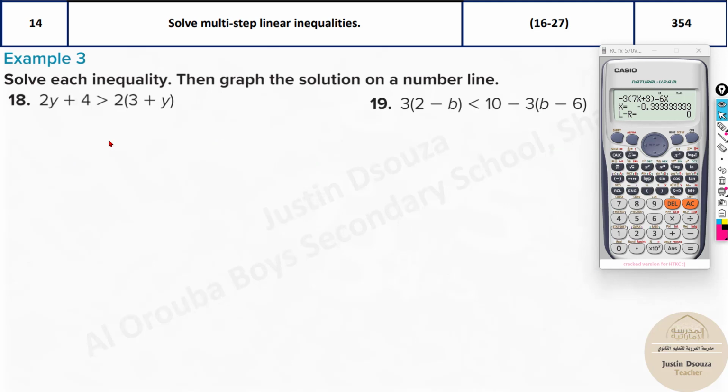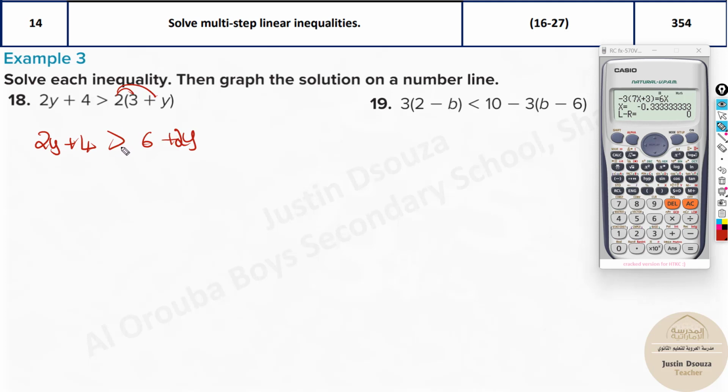Let's do another two variable problem. You can see over here there are two variables. Now, how would you solve this? First, apply the distributive property. On the left side, nothing is there. It will be 2y plus 4. But here, multiply 2 on both sides. It will be 6 plus y. Sorry, 6 plus 2y. Oh, now this is very interesting.